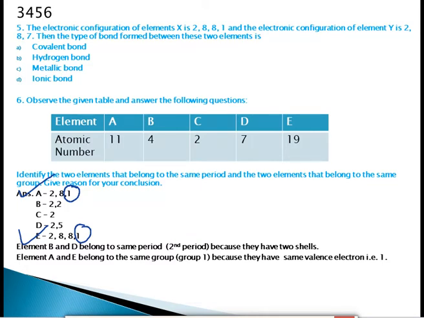Group number 1. The valence electrons decide in which group a particular element will be present, because in a particular group, all the elements have the same number of valence electrons. For example, the elements present in group number 1, the alkali metals, all have the same valence electron, that is one electron. The elements present in group number 2 have the same valence electrons, that is 2 valence electrons. So that was the answer to this question.